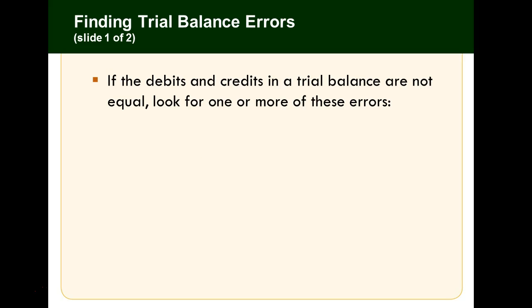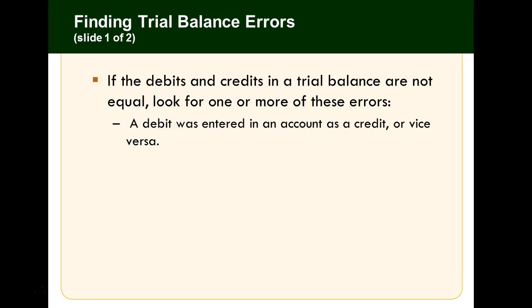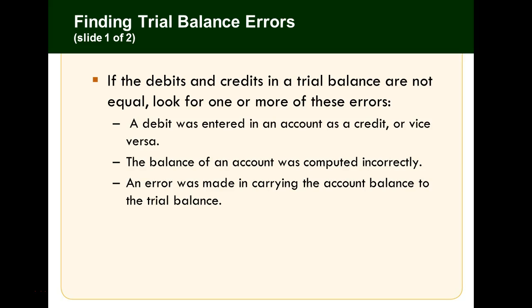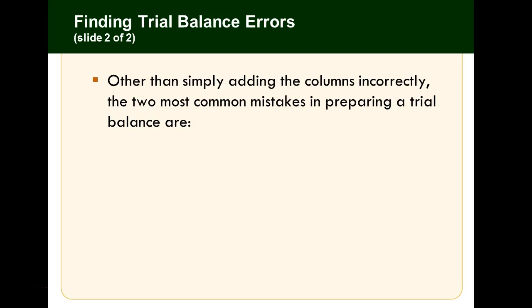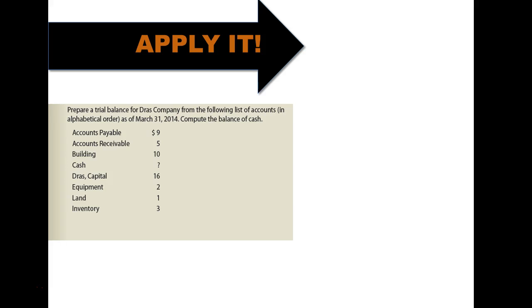If the debits and credits in a trial balance are not equal, then there might be a reason. Maybe a debit was entered wrong as a credit, or vice versa. The balance of an account maybe was calculated wrong. Do you see the math errors? Thank God for computers. We could have just screwed up bringing the numbers over. So there could be all kinds of reasons our balances don't equal. But the purpose of a trial balance is to make sure our debits equal our credits. I'm not going to worry about that right now. Okay.